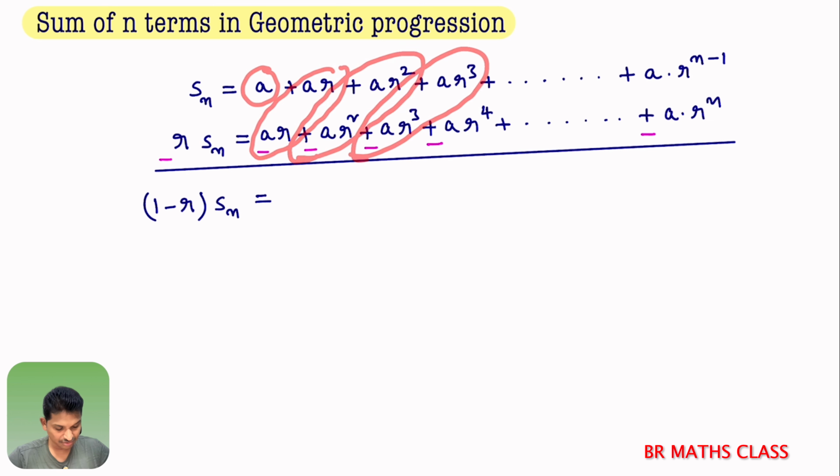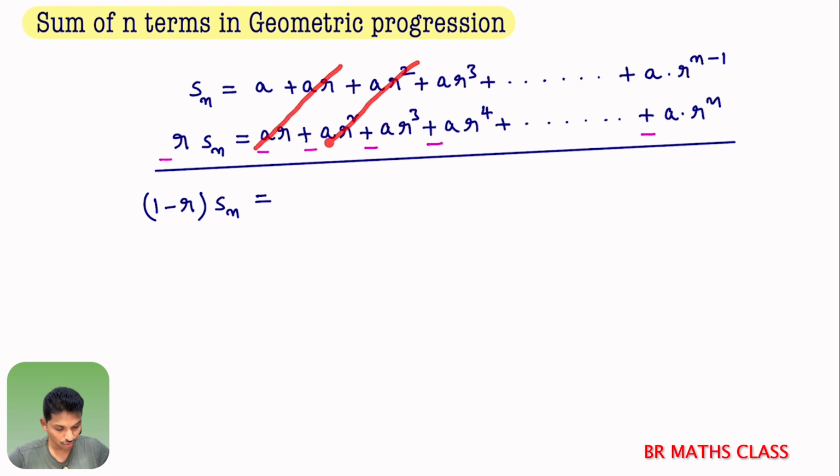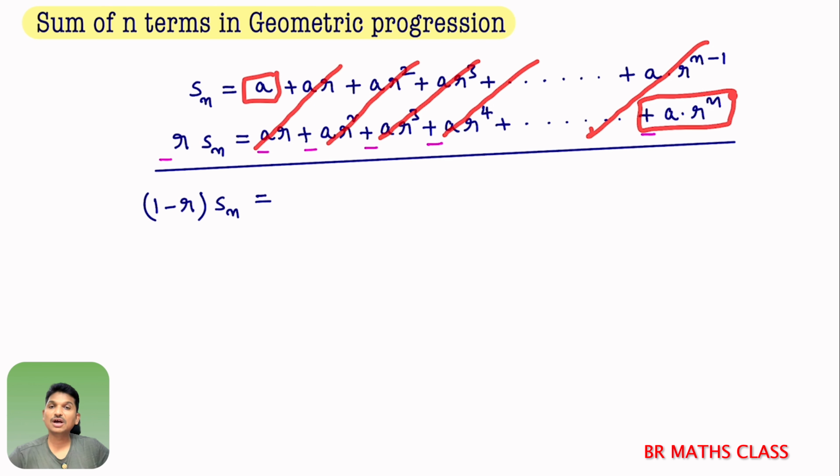All these terms, you observe this pattern follows like this, this pattern follows like this. That means this also will get cancelled. What are the terms remaining? The remaining terms are this: a minus a into r power n. Remaining all terms will get cancelled. I hope you are understanding.